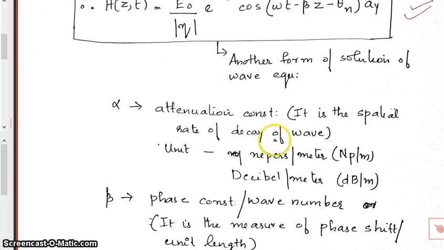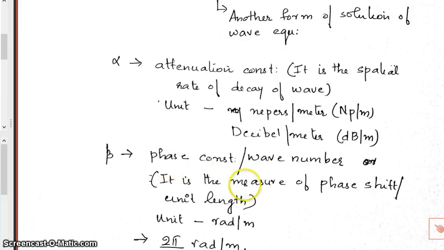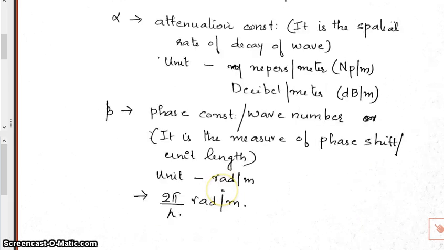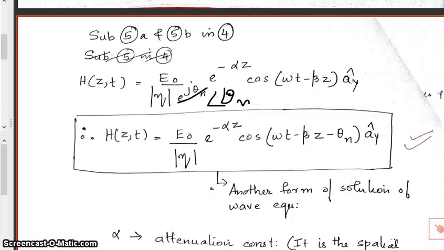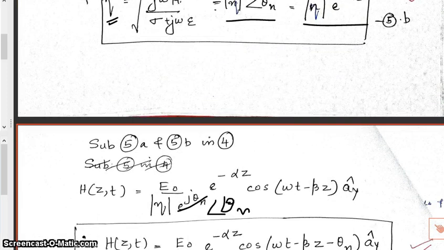where alpha is the attenuation constant and it measures the rate of decay of a wave, and the unit is Napier per meter or decibel per meter, and beta is the phase constant. It gives a measure of phase shift of a wave in a medium per unit length, and the unit for beta is radians per meter, and the relation connecting lambda and beta is 2 pi by lambda radian per meter. That's all, and this derivation is also important, so please write down and study.